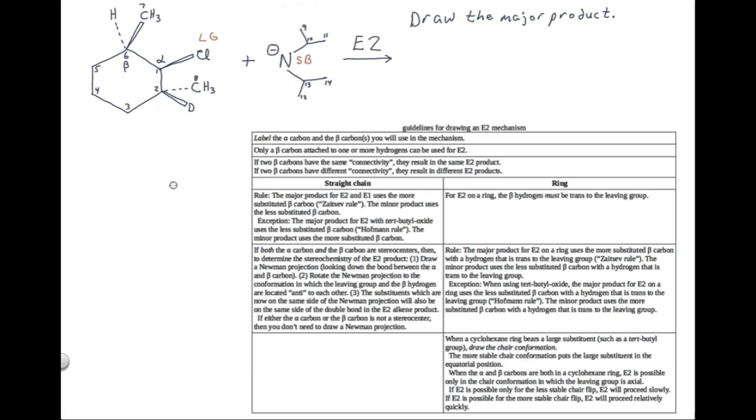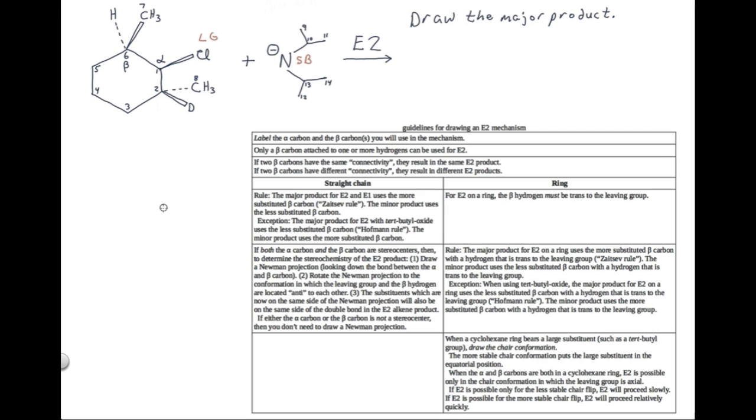Now, if you want to draw the chair conformation, that's okay. If you wanted to, you could draw the chair conformation here and make sure that you find the chair conformation where the chlorine is axial. You could draw the chair flip here where the chlorine is axial and use that for the E2, but it's not necessary for this problem. It's okay just to use this flat picture.